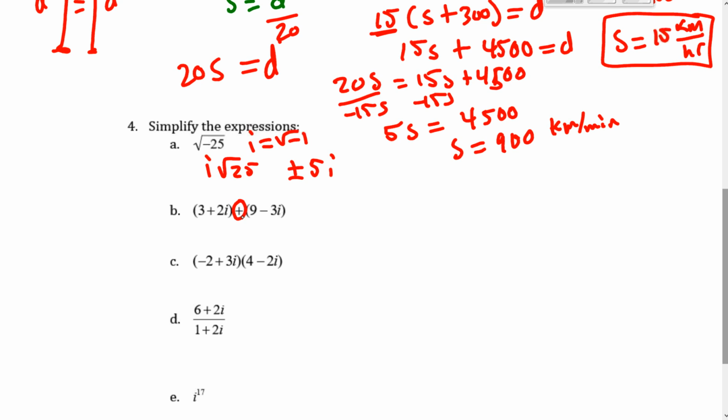Look at that symbol. Make sure you look at the symbol in between the parentheses. Just because there's 2 sets of parentheses doesn't mean it's multiplication. This is adding, so we just combine like terms. 3 plus 9 is 12. 2i minus 3i plus a minus 3i is just a negative i.